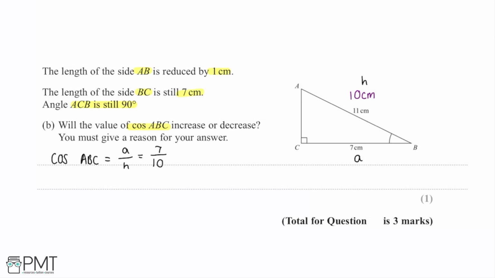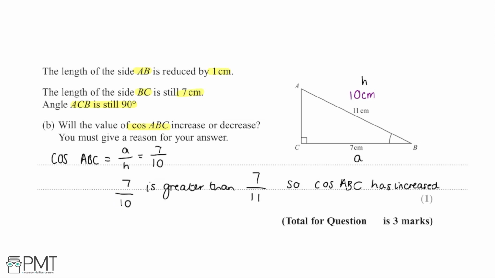Now I need to determine whether this means it's increased or decreased. Before we had 7 over 11 for the value of cos of ABC. And if I have a look at these, we know that 7 over 10 is going to be greater than what we had before, which was 7 over 11. So therefore, cos of ABC has increased due to this change. So we just had to do a small calculation here, comparing our result to what we had before to get the mark for this part of the question.